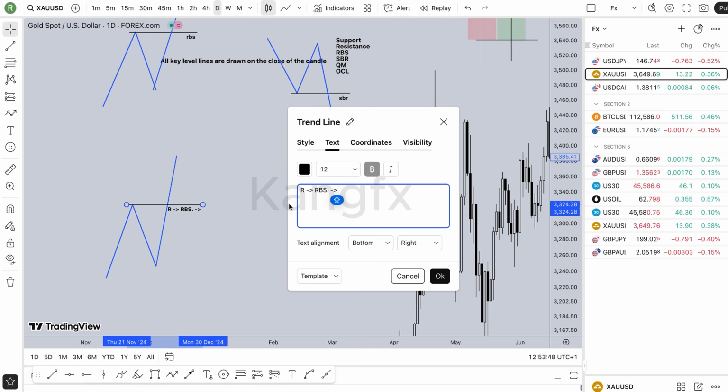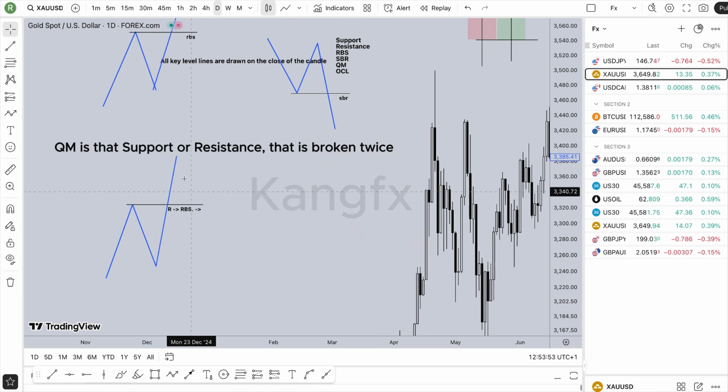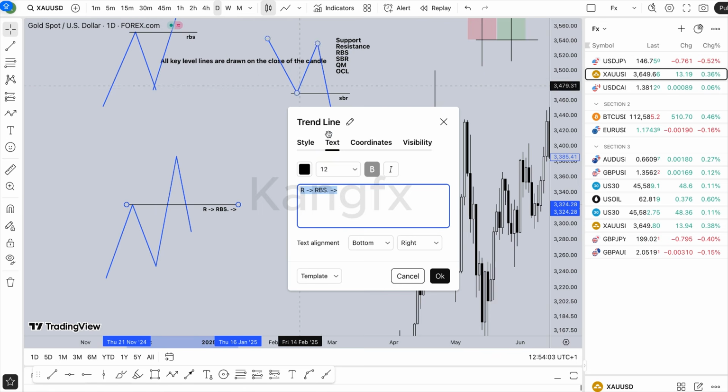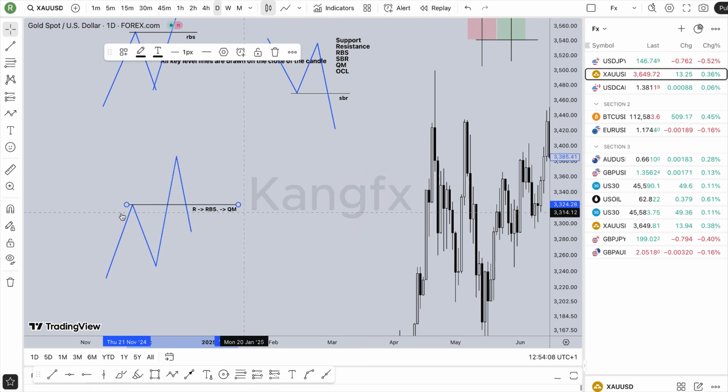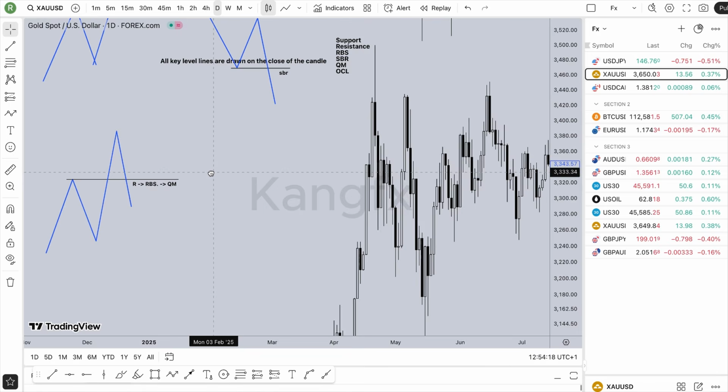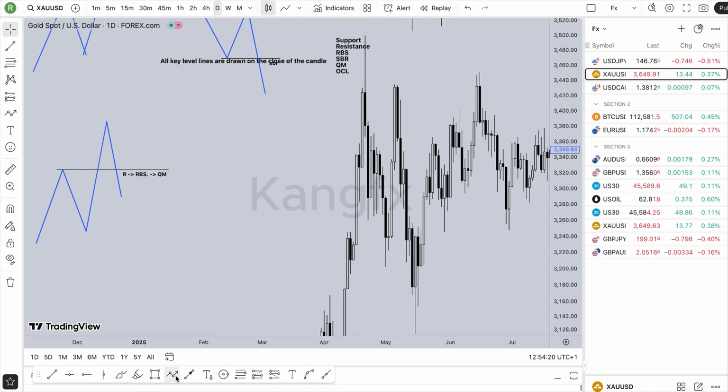Remember we said QM is that key level that's broken twice. So if the market comes back again and breaks this key level, this place becomes a QM. This thing will now go from RBS to what? A QM. That is how we get our QM. At first it was a resistance, the market broke through it, became RBS. The market came back again and broke it again, it became a QM. This is a bearish QM.